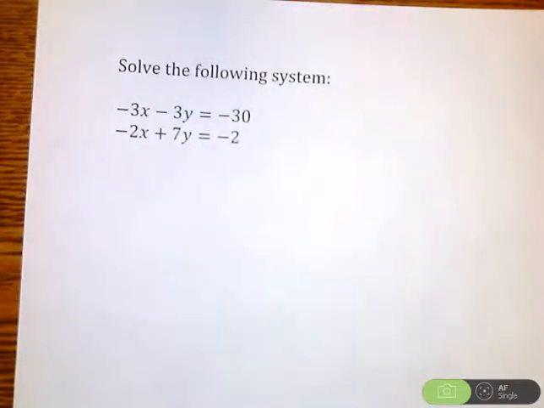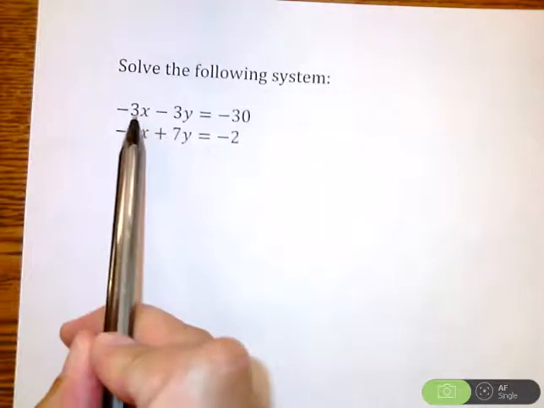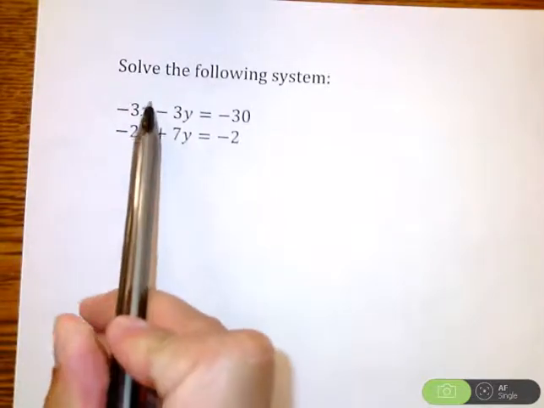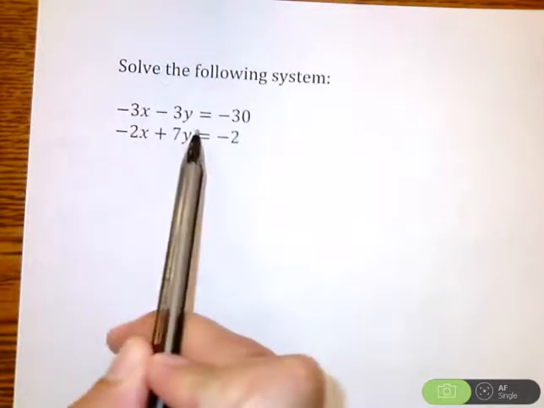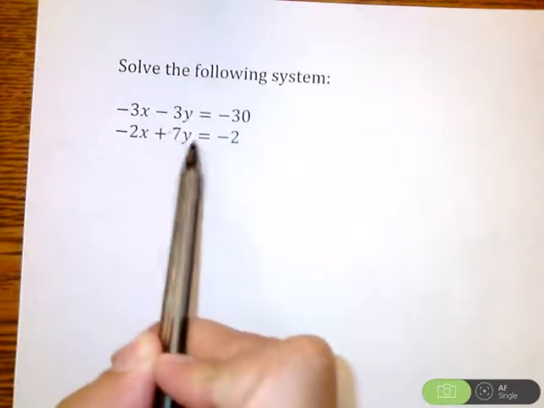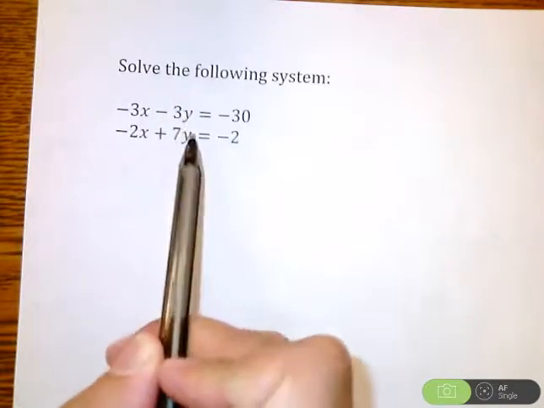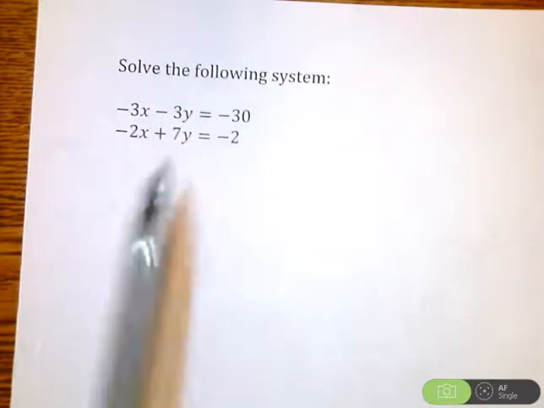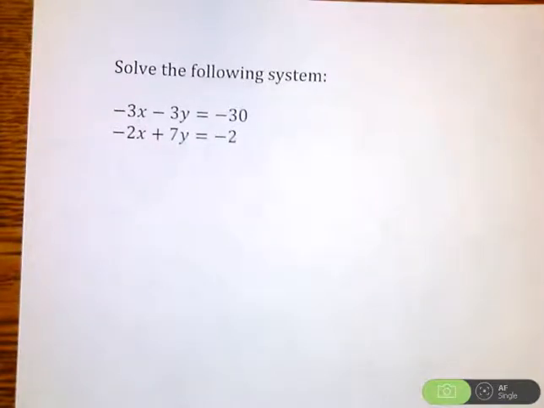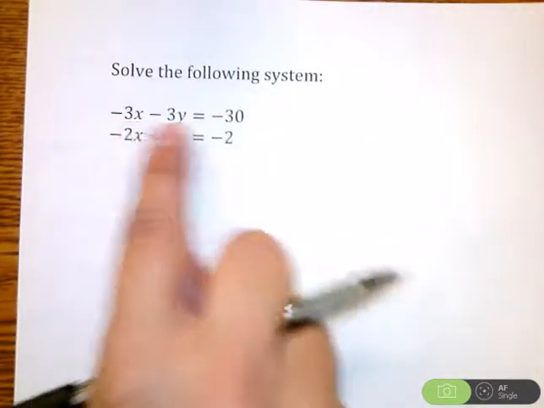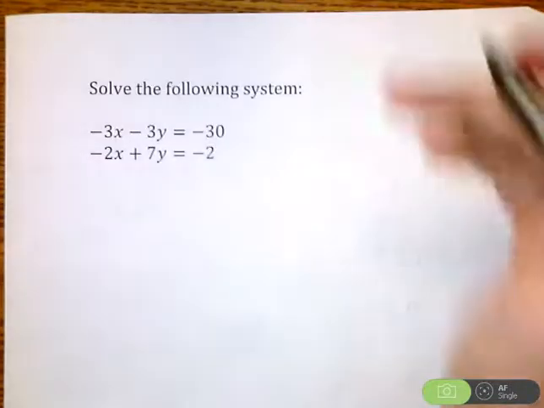Looking at this, I want to look at my x's first. I've got a negative 3x and a negative 2x. These are not going to eliminate. Look at my y's, a negative 3y and a 7y. You combine those, you get 4y. Neither of them are going to eliminate. So we're going to have to do some multiplication, some changing to these equations, so that we get that matching up.